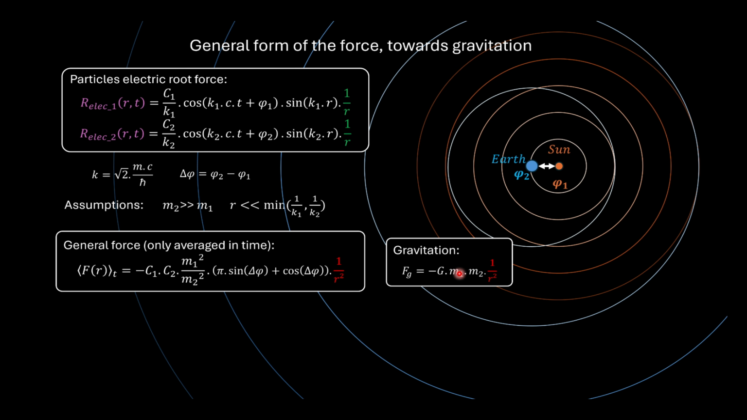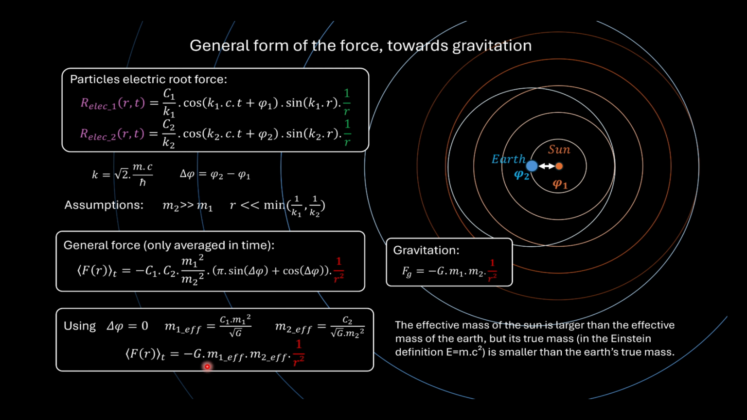Here's the gravitation formula. If we rewrite our force using two effective masses, we find this formula. Okay, I agree, I forced my way into it. But what this means is that if particle 1 is the sun and particle 2 is the earth, this would say that the effective mass of the sun is larger than the effective mass of the earth as we know it, but actually its true mass is smaller than the earth's true mass.